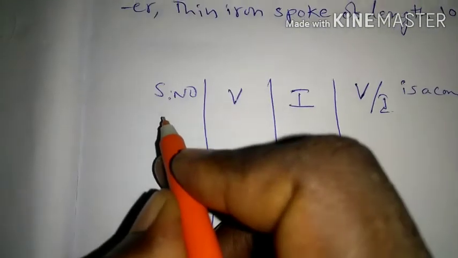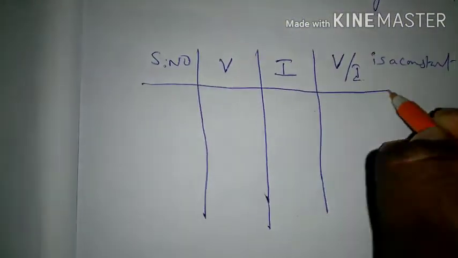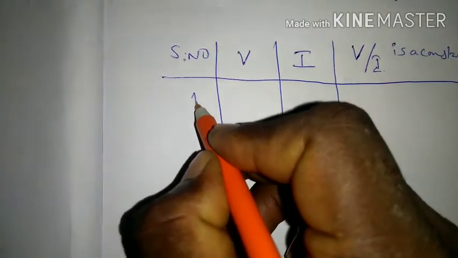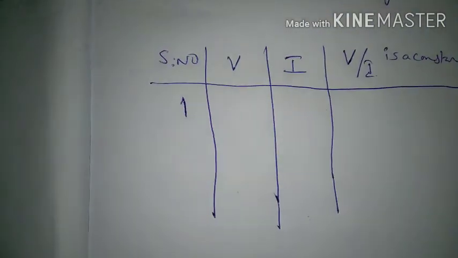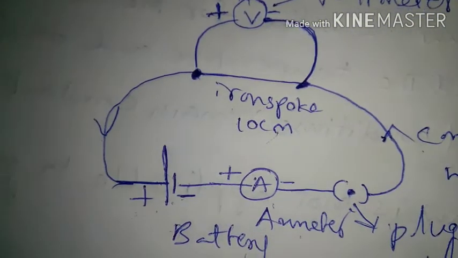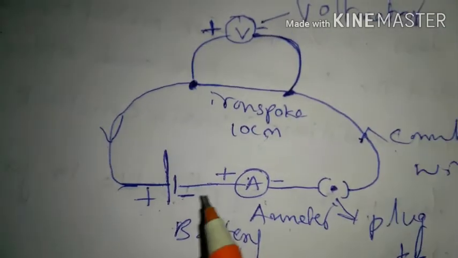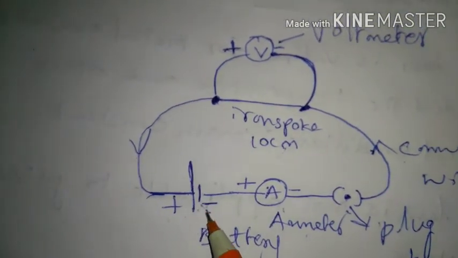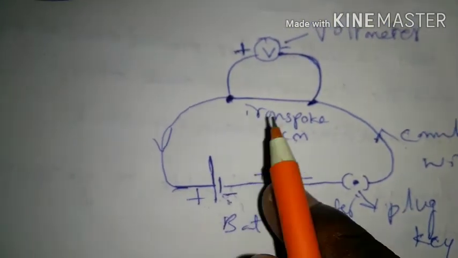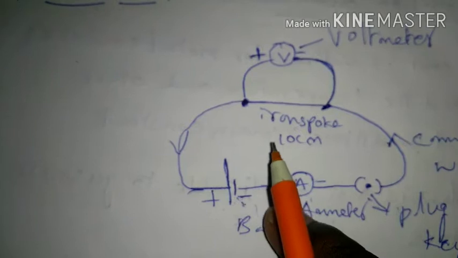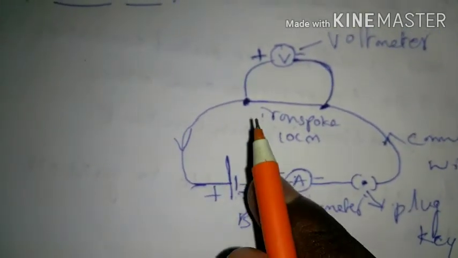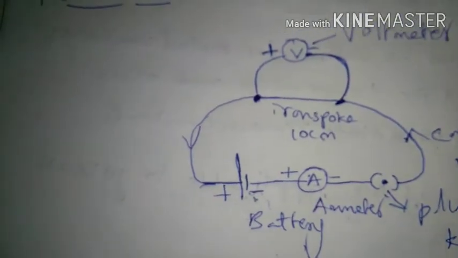See the table column. First one, serial number 1. You see the diagram. I have taken only one cell. One cell value, how much voltage? 1.5 volt. Okay, see the table column.